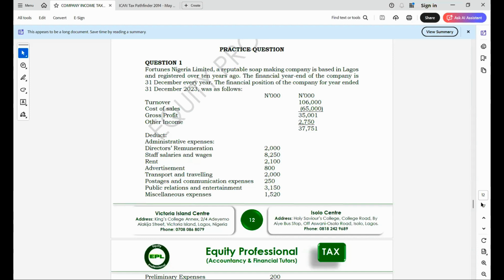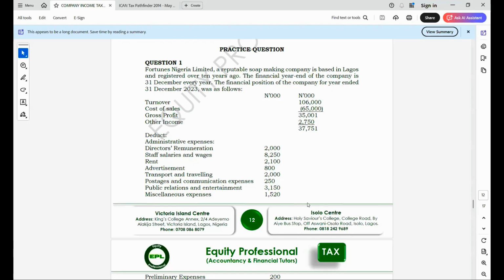As we know, we have three categorizations of company: either small, medium, or large. The turnover of this company happens to be 106 million. Who can tell us under which category this company will fall? Some people are saying large, some medium. Who said medium?